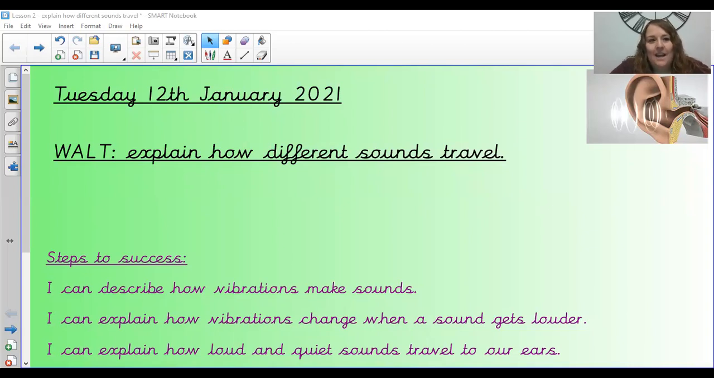This is our second lesson of our new sound unit, and today we are going to be explaining how different sounds travel. Some of our steps to success today: we're going to be describing how vibrations make sound, so going on a little bit more than last week. Then we will explain how vibrations change when sound gets louder and how loud and quiet sounds travel to our ears.